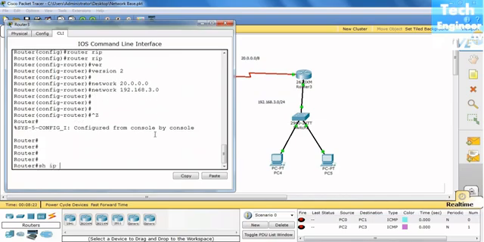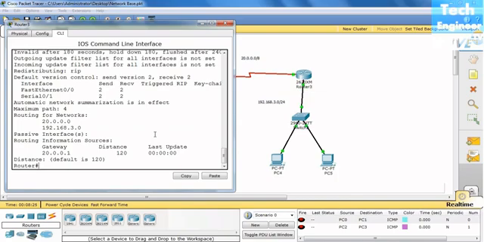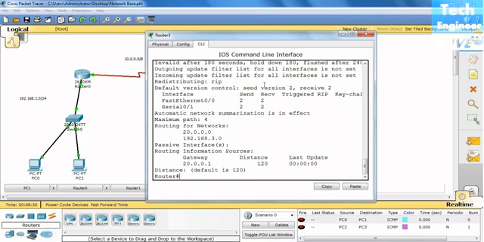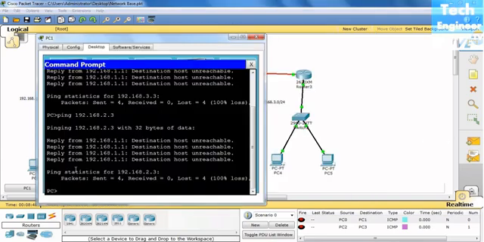Show ip protocol. Now here we go. You can see the version controlling, sending and receiving is all happening with version 2 of RIP. So now RIP is enabled and we are using version 2 rather than version 1. So the network is now using the higher level of RIP.